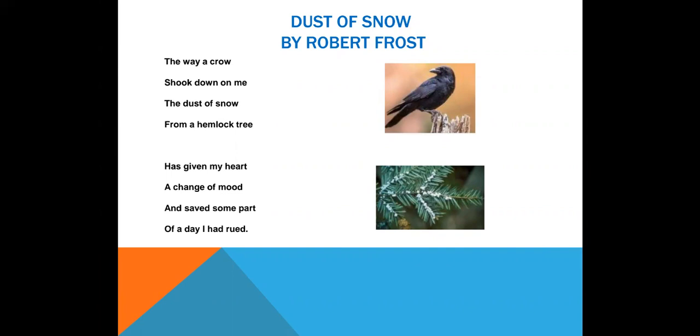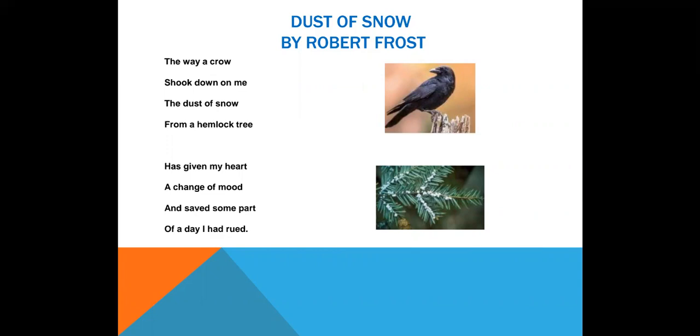The first line, the way a crow, is ending with crow. The rhyming word to crow is snow. So we are going to give the same letter of alphabet to it. So the first line is A, the third line is A. The second line is ending with me. This is the new word. And the fourth line is ending with tree. That rhymes with the second line. So we are going to give another letter of the English alphabet, that is B. So therefore the rhyme scheme is A, B, A, B.